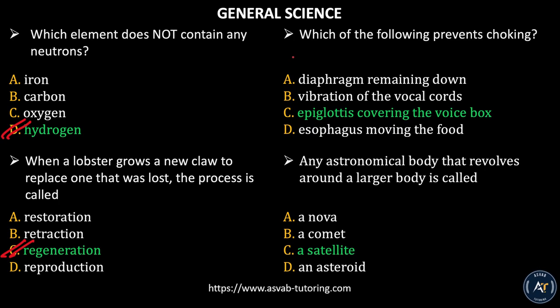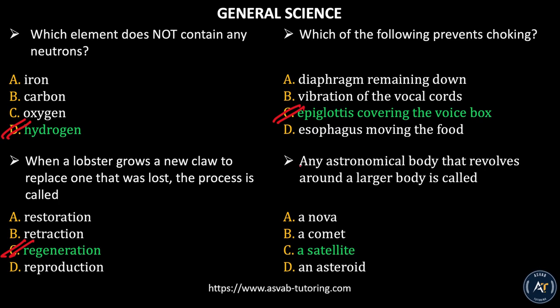Next question, question number 7. Which of the following prevents choking? Option A, diaphragm remaining down. Option B, vibration of the vocal cords. Option C, epiglottis covering the voice box. Option D, esophagus moving the food. The correct answer is option C, epiglottis covering the voice box.